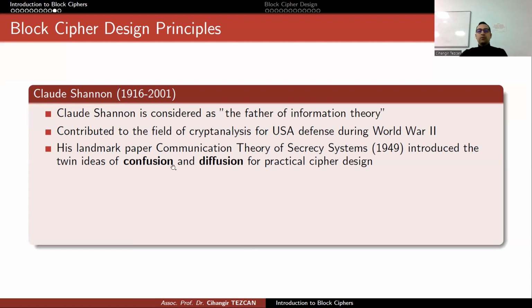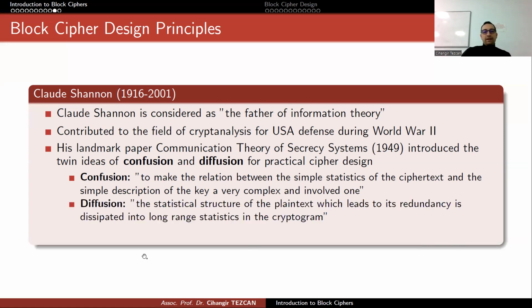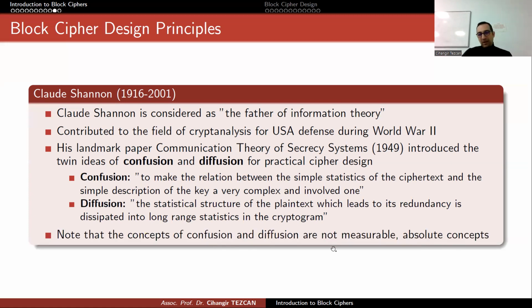So we will try to have a block cipher with a confusion and diffusion layer so that it creates good confusion and diffusion. Confusion is to make the relation between the simple statistics of the ciphertext and the simple description of the key very complex and involved. And diffusion means that the statistical structure of the plaintext, which leads to its redundancy, is dissipated into long-range statistics in the cryptogram. Again, I will briefly mention what we are trying to talk about, but let me go to the next slide and then give a few thoughts about it.